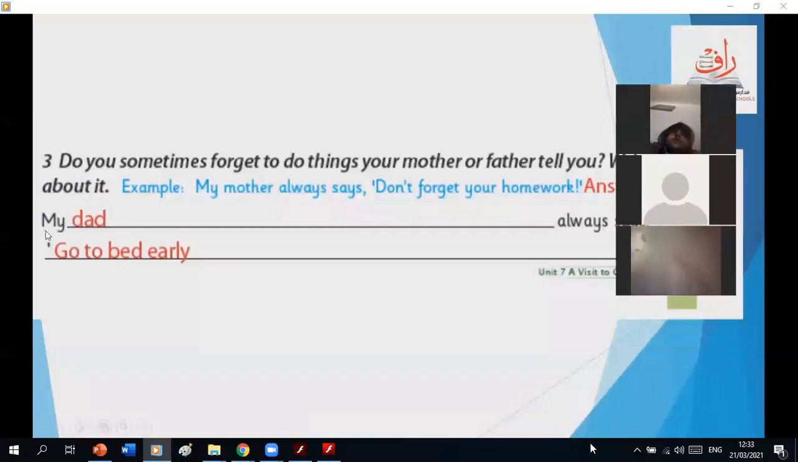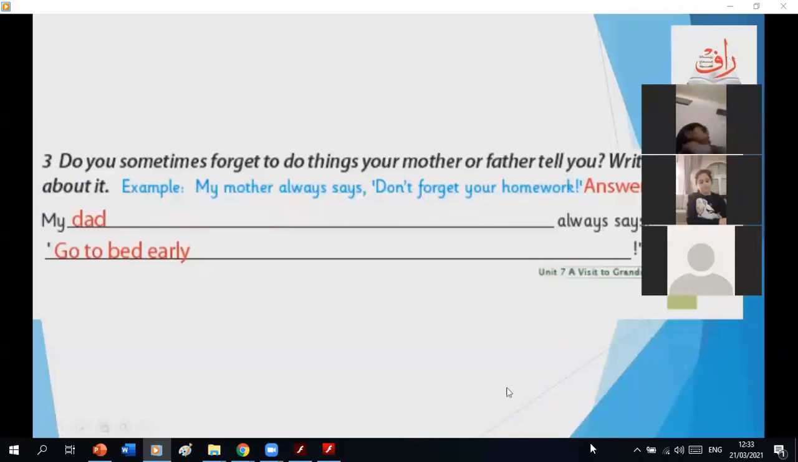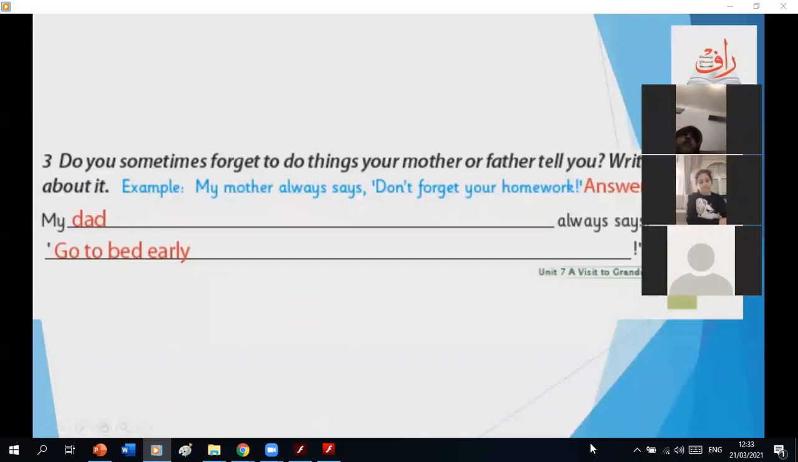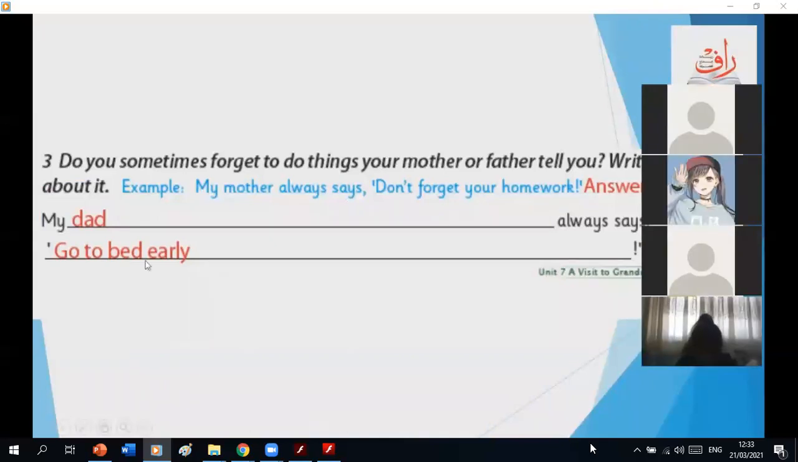Yalla, write with me. What do we say? My dad always says go to bed early. Okay, write the answer in your student book. What do you think? You will say what? My dad or my mother? My mother. My mother always says what?